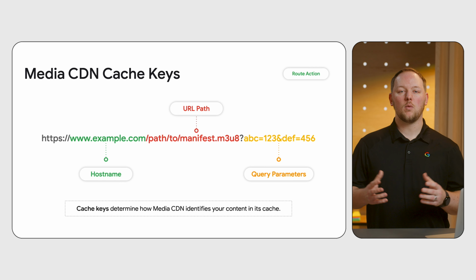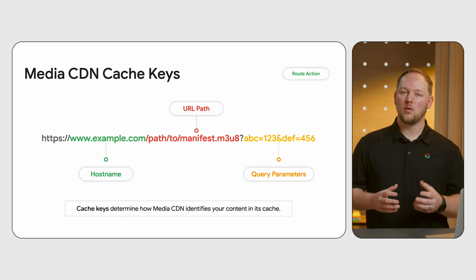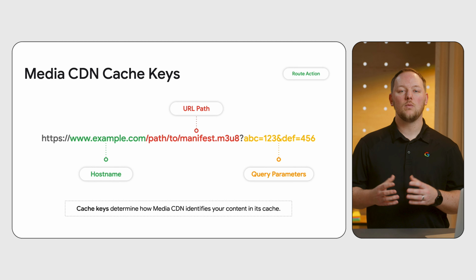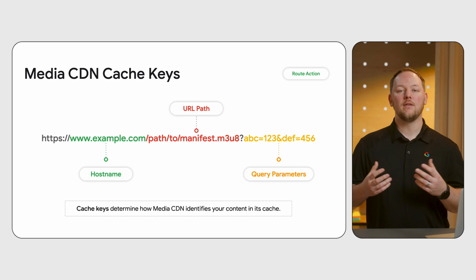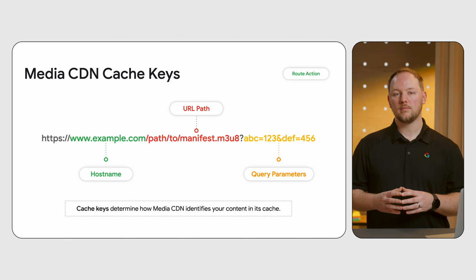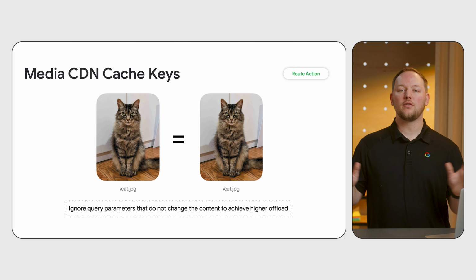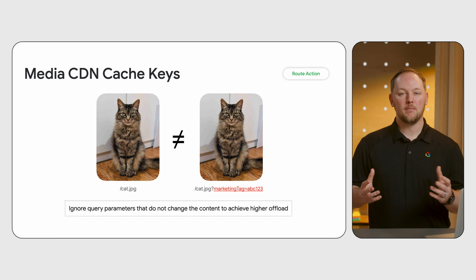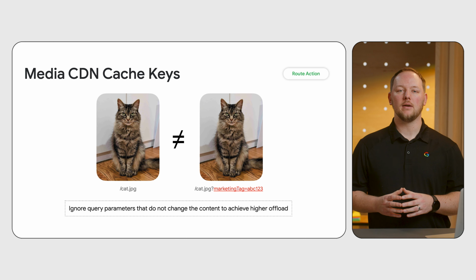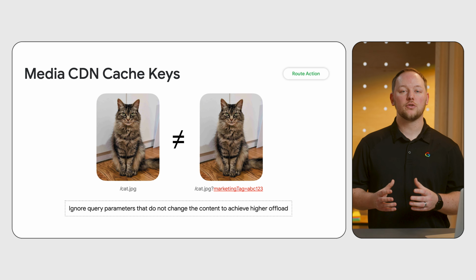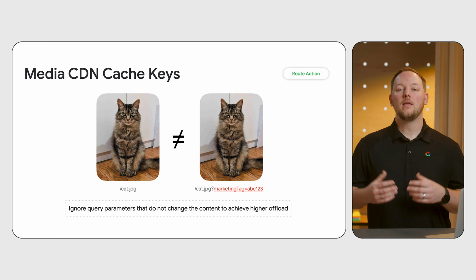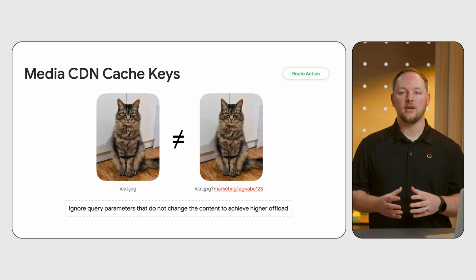This means that if someone requests the same image but with slightly different query parameters, Media CDN may treat them as separate requests and fetch the image from the origin multiple times. Let's use this example of two pictures of the same cat. These images are identical in every way. But if a marketing tag is appended as a query string, by default, Media CDN will treat these as two separate images. This can affect performance as well as your cache hit rate.